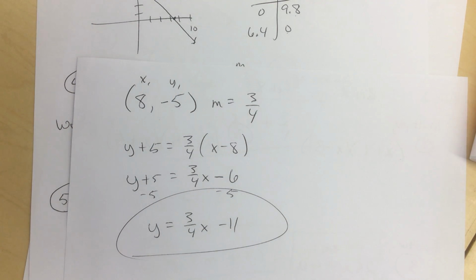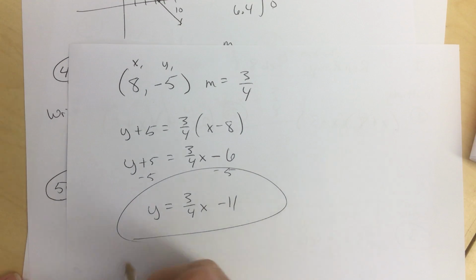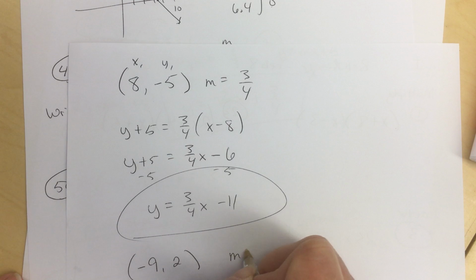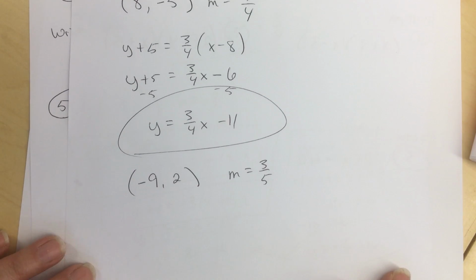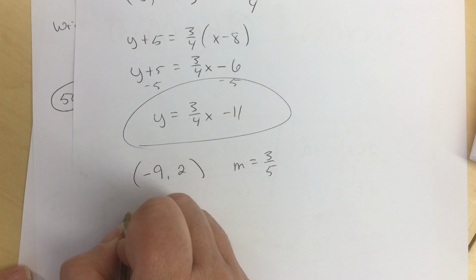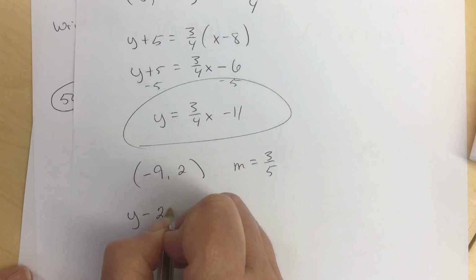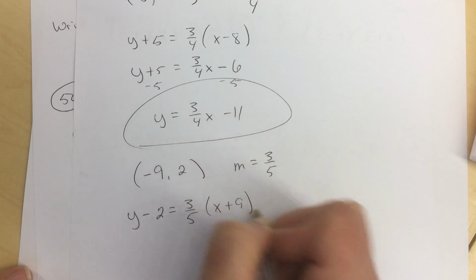Okay, any questions about this? Okay, let me do another one, then I'll have you guys do some examples on your own. Let's say I have (-9, 2), and my slope is 3/5. If I want to write the equation of the line that goes through (-9, 2) and has a slope of 3/5, then my formula is going to be y minus 2 equals 3/5 times (x plus 9).